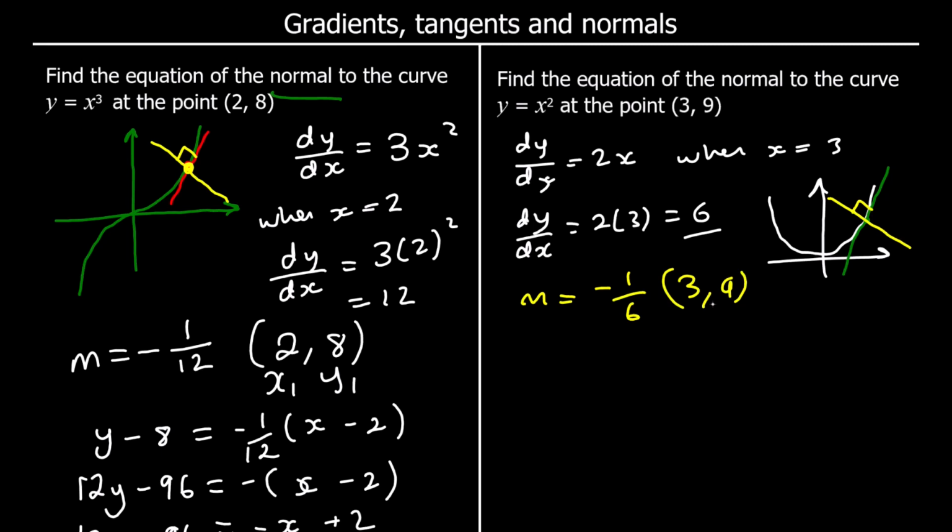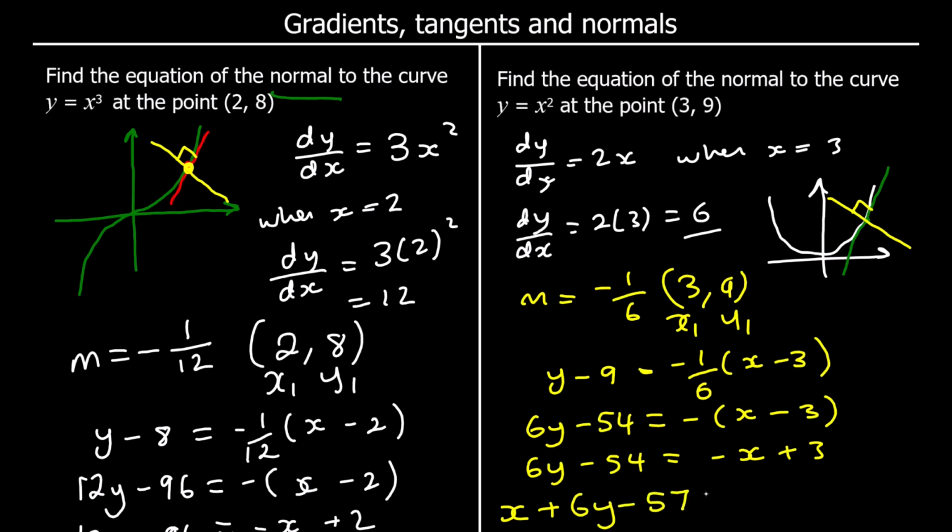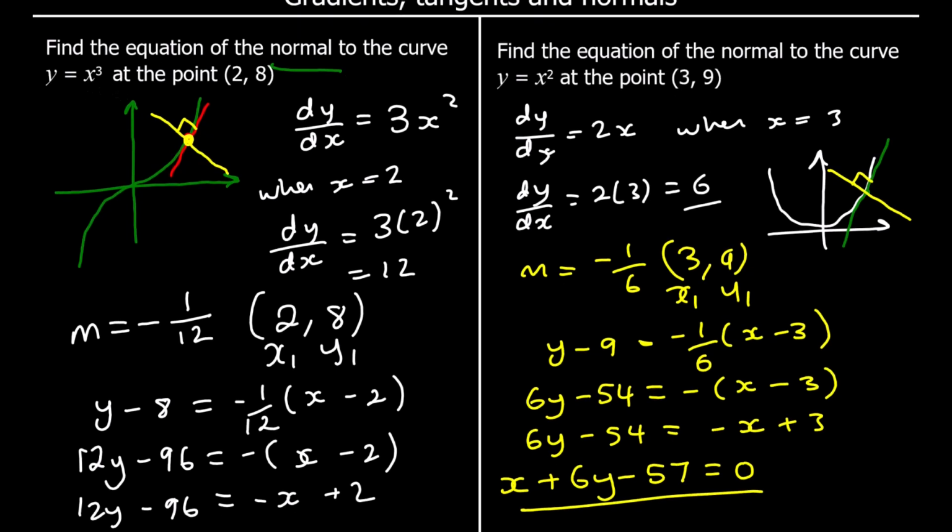And we've got a point (3, 9), so x1, y1. So we can say y minus y1 is m times x minus x1. I'm going to times by 6, so 6y minus 54 equals negative x minus 3. 6y minus 54 is negative x plus 3. And I'm going to make it equal to 0. So x plus 6y minus 57 equals 0. So that is the equation of the normal at that point.